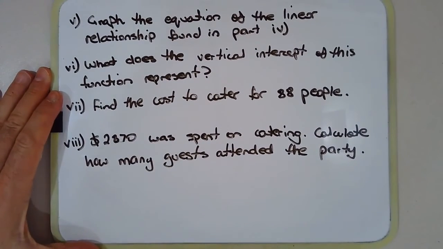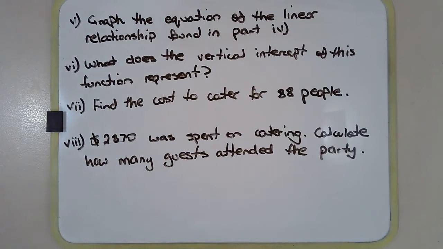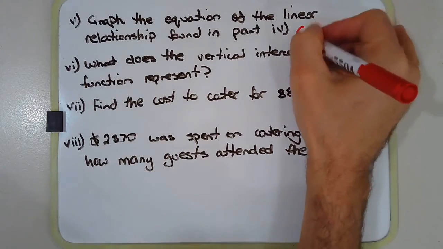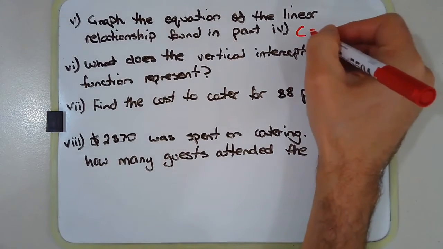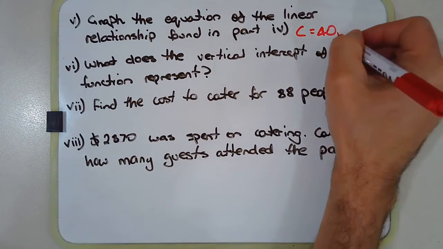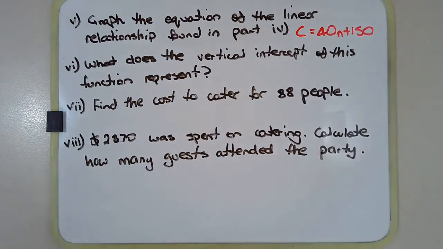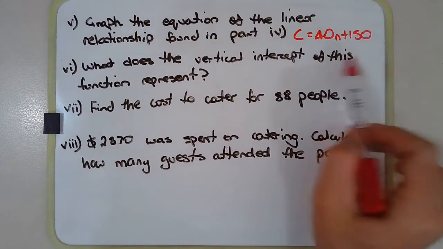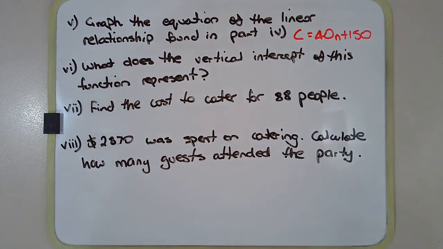All right, let's continue on and go to the next board. So that's these questions here. It says to graph the equation of the linear relationship found in part 4. So I'm just going to write that here, and I'm going to graph this using technology. Obviously in an exam situation, you're not going to use a graphing calculator. You're going to be graphing this manually. So we just need to be mindful that the scale that you use is an appropriate scale. With some graph paper, you would set the scale accordingly.